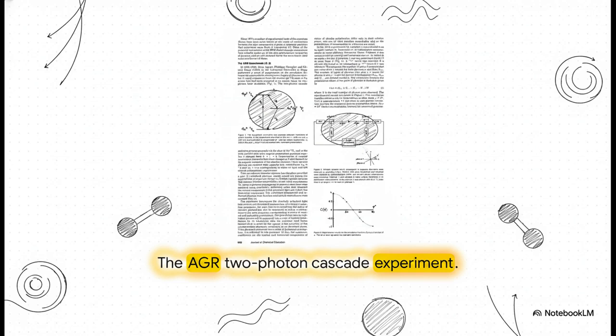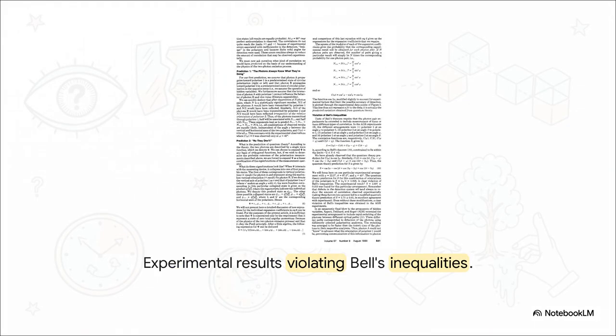You can think of them kind of like high-tech sunglasses for light. The goal here was to see if the photons had predetermined polarization states, just as Einstein argued, or if their states only became real upon the exact moment of measurement. And here are the staggering results. The experimental data clearly violated Bell's inequalities.